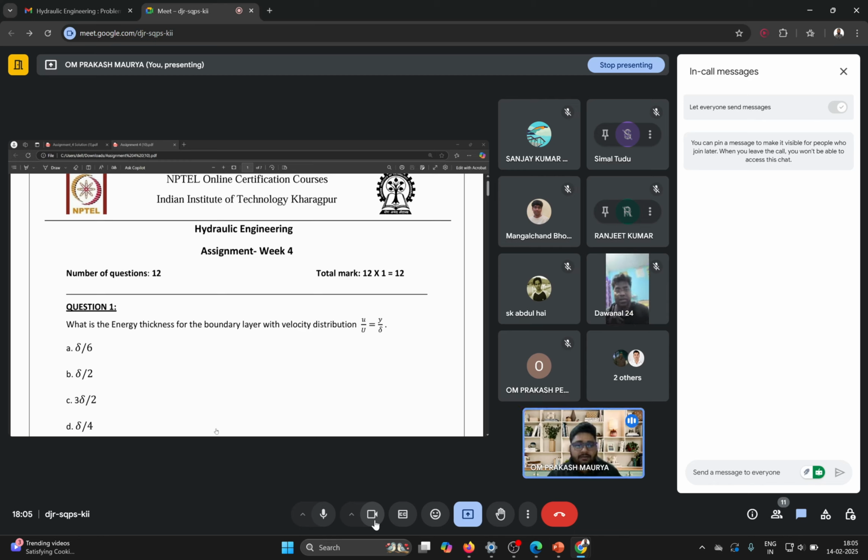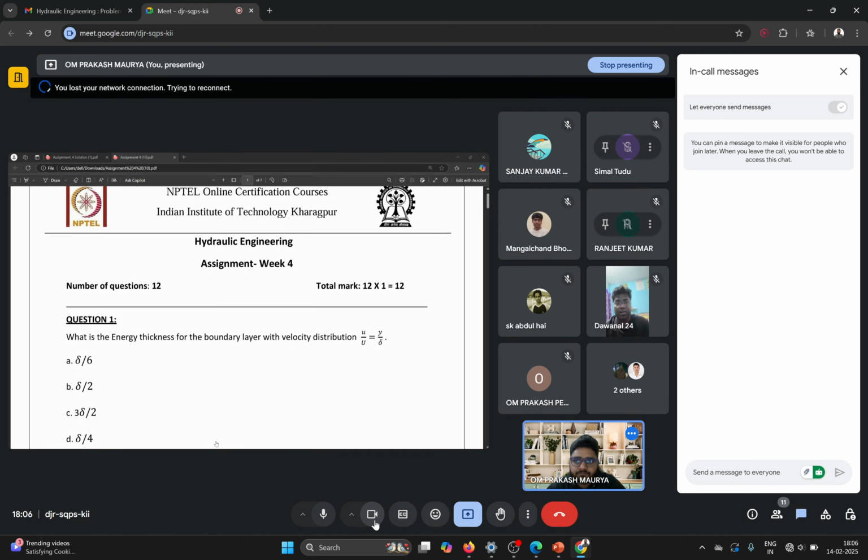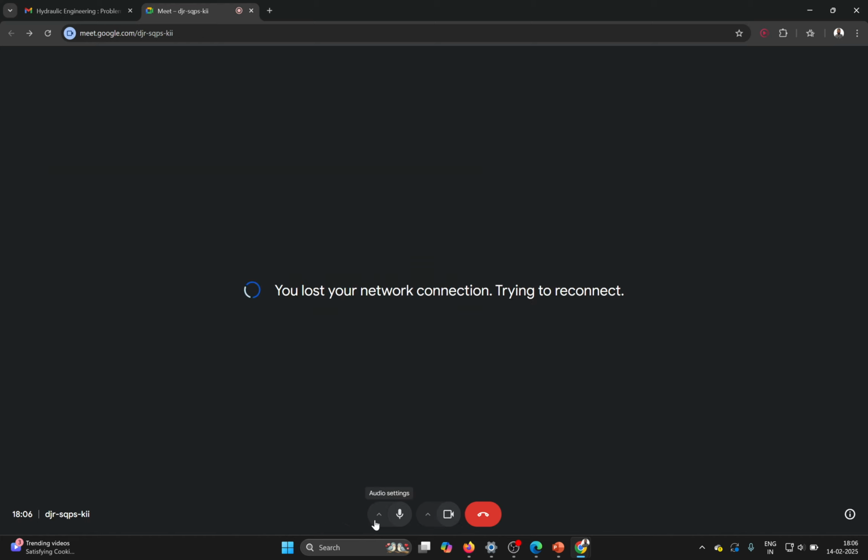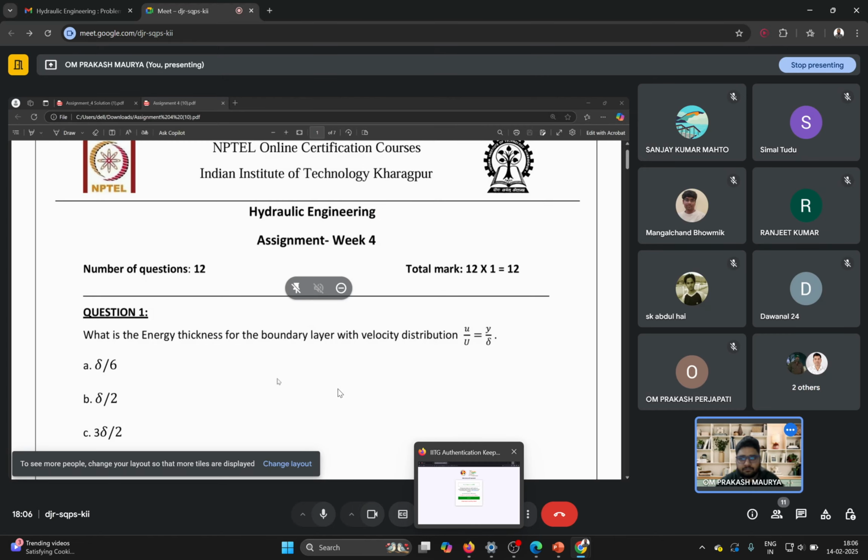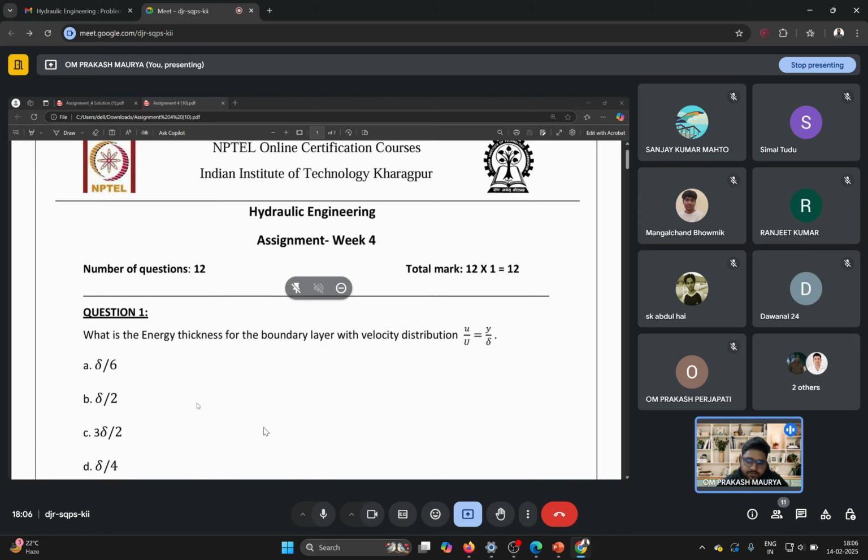So now we'll start. Today is week 4. The first question is, what is the energy thickness for the boundary layer with velocity distribution?